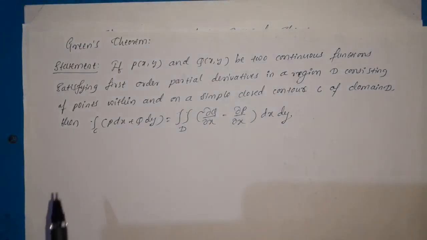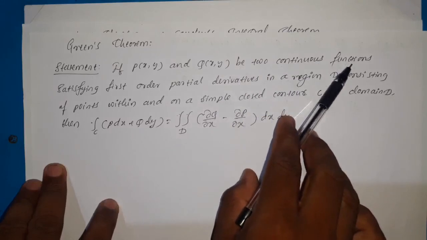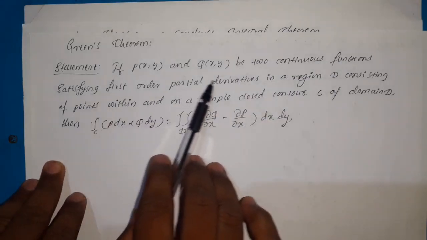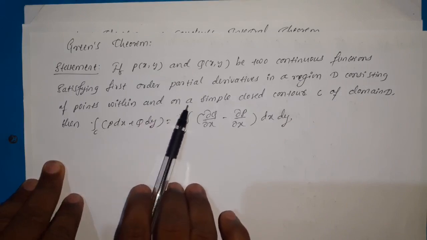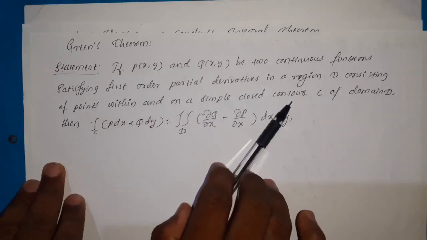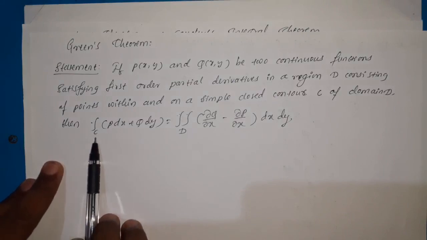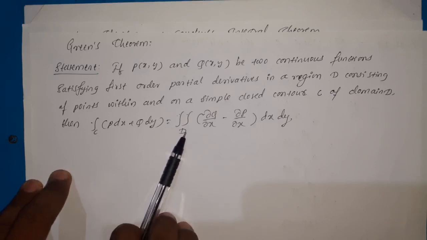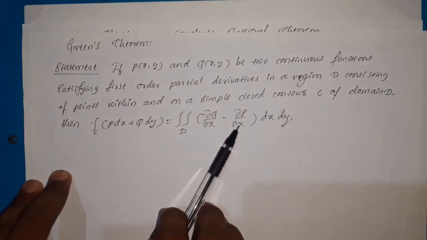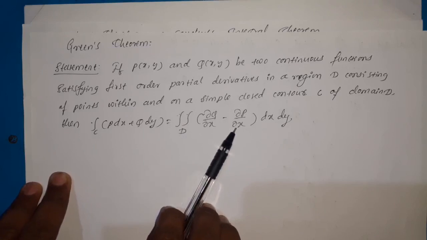So here, if p of x comma y and q of x comma y be two continuous functions satisfying first order partial derivatives in a region D consisting of points within and on a simple closed contour, means curve only, so on a simple closed contour C of domain D, then integration over C p dx plus q dy is equal to double integration over D dou q by dou x minus dou p by dou x into dx dy. So here this is the Green's theorem.